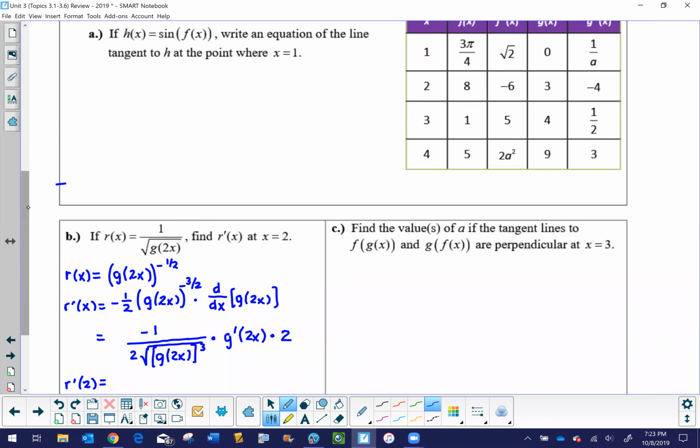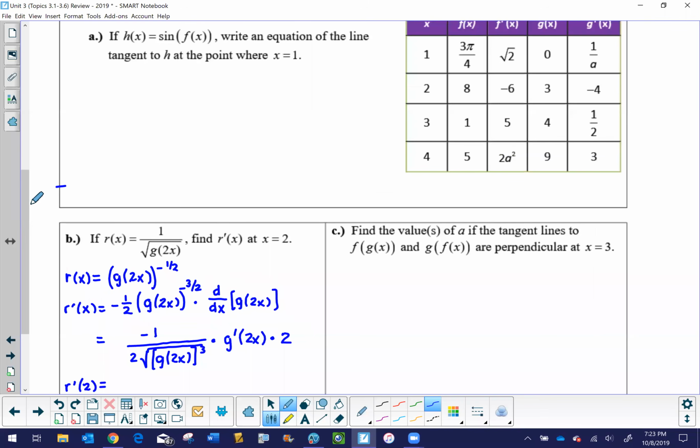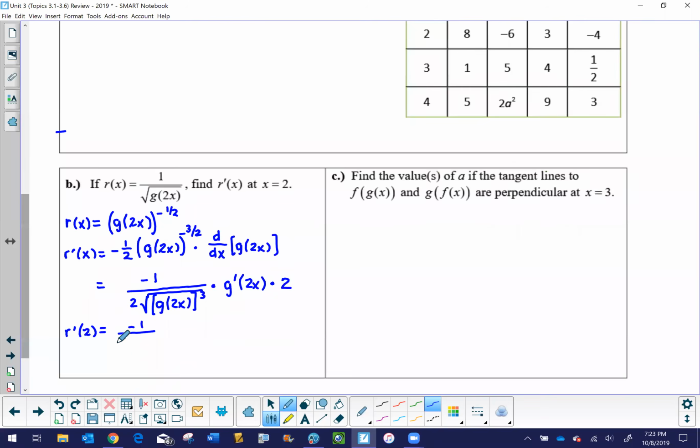About the time that I need the chart, I have to scroll away from the chart. That's just my luck, isn't it, guys? So I've got negative 1 over 2. I'll scroll back up in a moment. And then we have the square root of g of 4. And then whether you square root first or cube first, it makes absolutely no difference. You'll get the same answer. Let's say I want to cube after I square root. And then while I'm here, let's replace this x with a 2, and we have that.